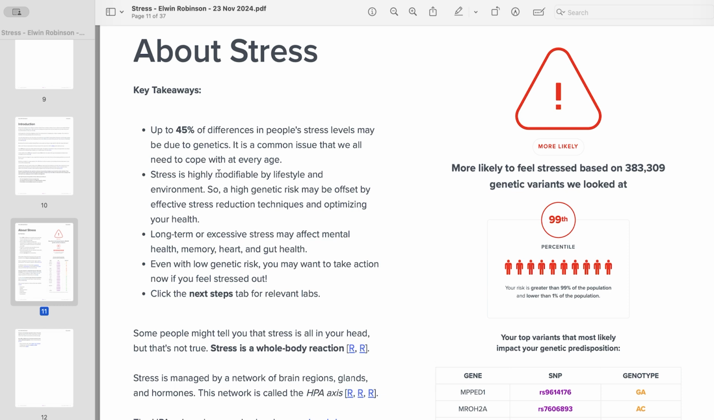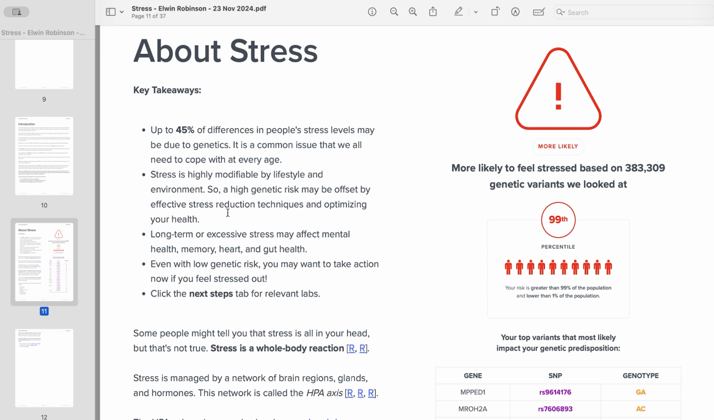The fact that the stress report has been right at the top left of a lot of the categories we looked at indicates it's probably very high risk. So I've decided to open this one up as I would in a consult and have a little look. And sure enough, the first thing it notes is that up to 45% of differences, so I'd say 40-ish% of differences, may be down to genetics. So there's a big genetic component to stress in general.